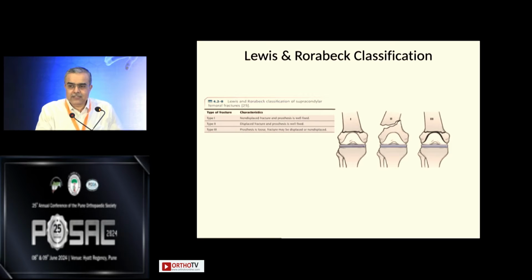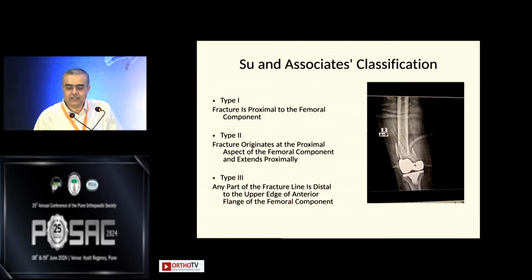Lewis and Rorabeck classification is used. Type 1 is undisplaced, type 2 is displaced, and type 3, whether it is displaced or undisplaced, is with a loose prosthesis. So this is broadly how distal femur periprosthetic fracture is classified.